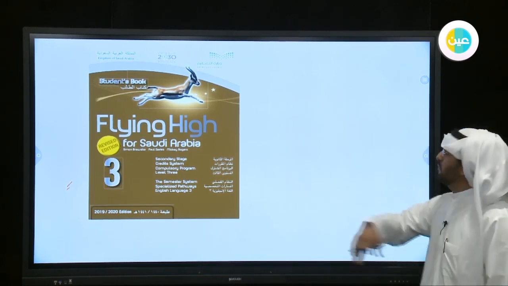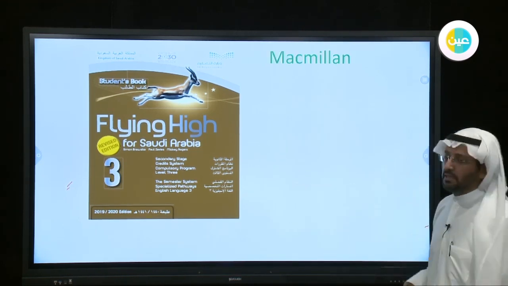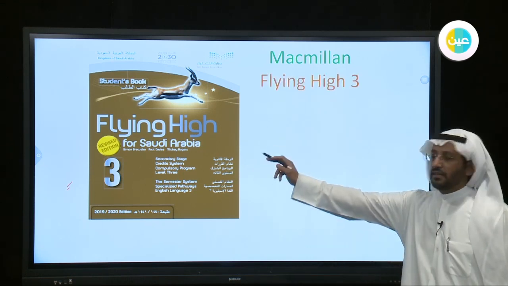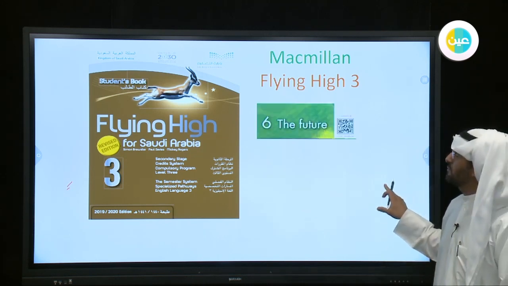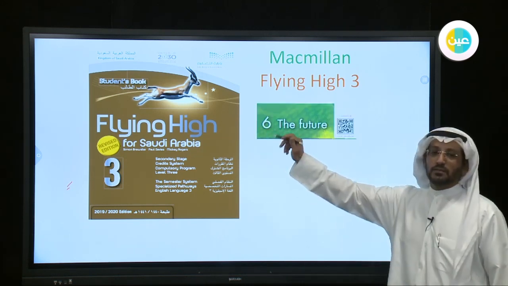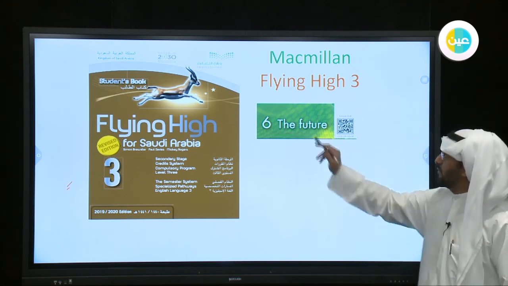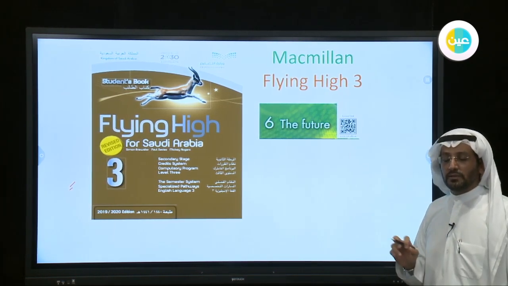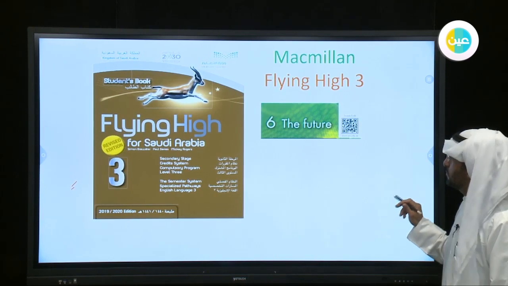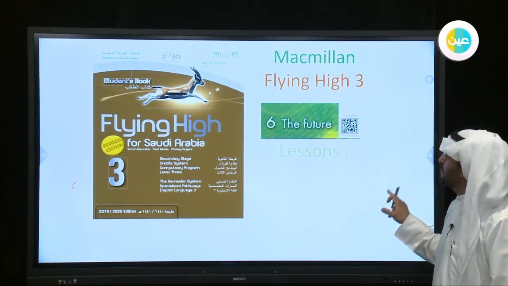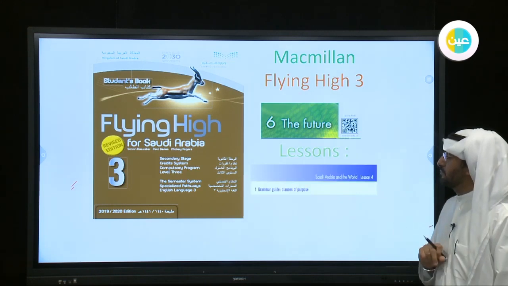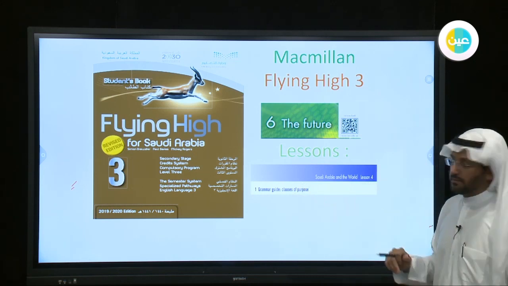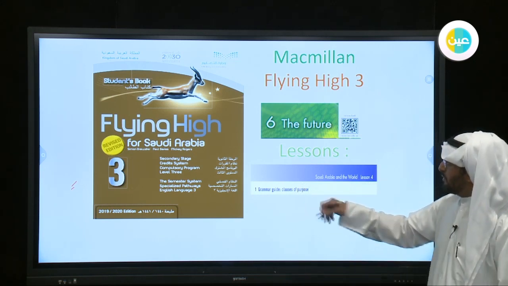This is a photo of our books. Macmillan, Flying High 3. Unit 6, the future. This barcode is important to help you study. Lesson 4, Grammar guide: Clauses of purpose.